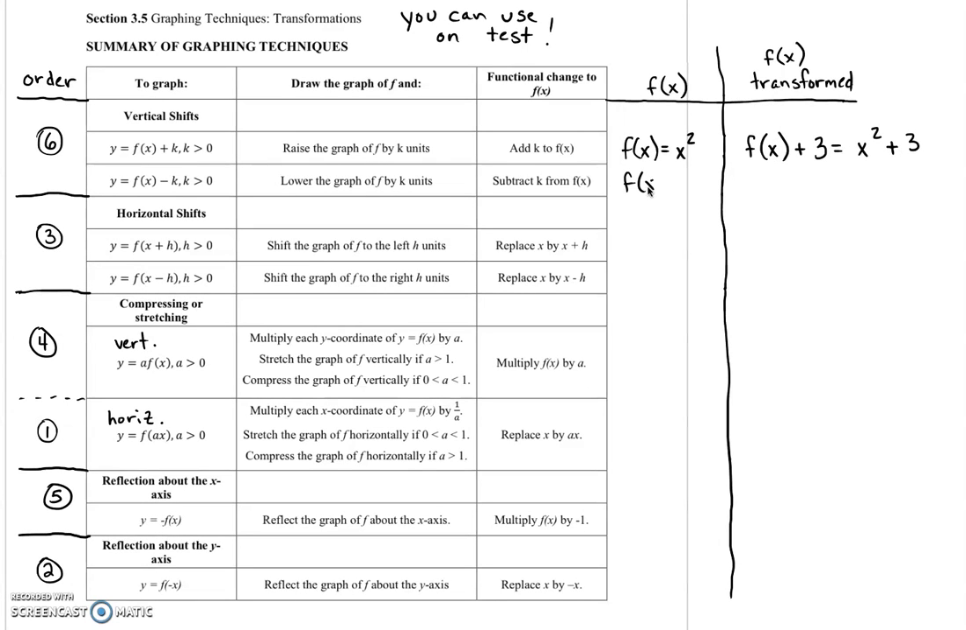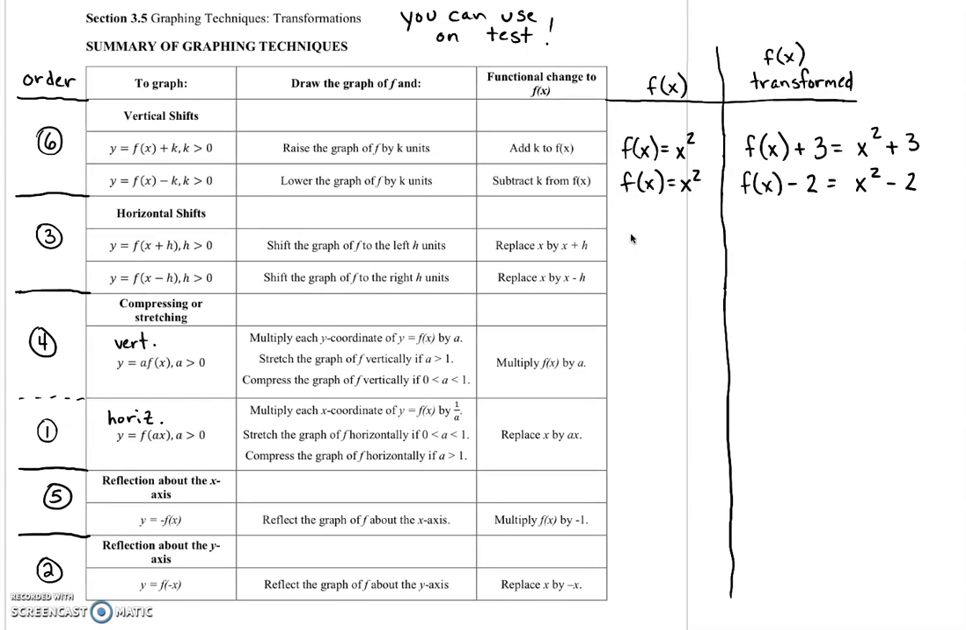If we're doing a vertical shift down, it would look like subtracting a number. So we would have x squared minus 2 in this case. And I'm doing these out of order. I'm just giving you examples of what they look like with numbers, because I know a lot of you get messed up by all those variables.